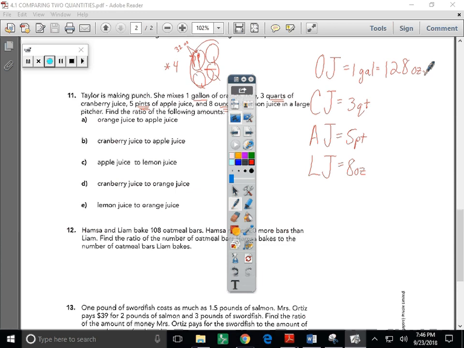I think if there are truly 16 ounces in 1 pint, 16 more in the second pint, 16 and 16 makes 32. And I know that I have 4 quarts altogether. I need to multiply that 32 times 4.